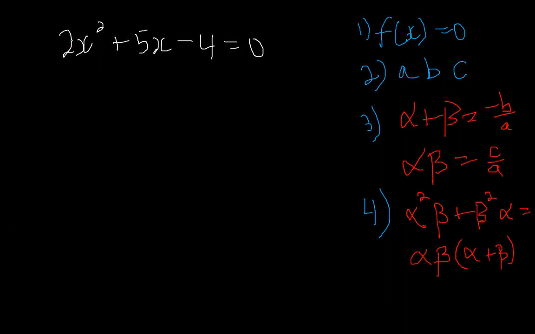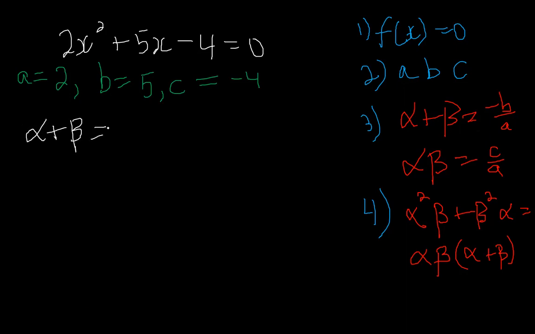Step 2, identify a, b, and c. Could anybody tell me what's a, what's b, and what's c? a is 2, b is 5, and c is -4. Third step, we want to find alpha beta and alpha plus beta. We know the formula for alpha plus beta is minus b on a, so that's -5 on 2. And for alpha beta, it's c on a. c is -4 and a is 2, so -4 divided by 2.